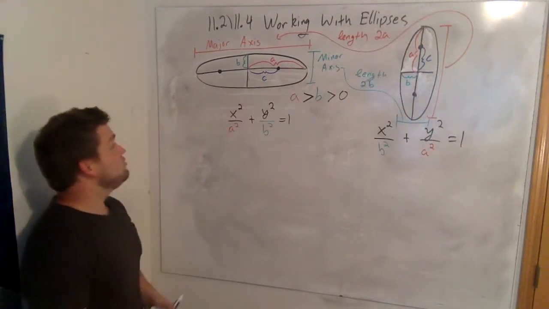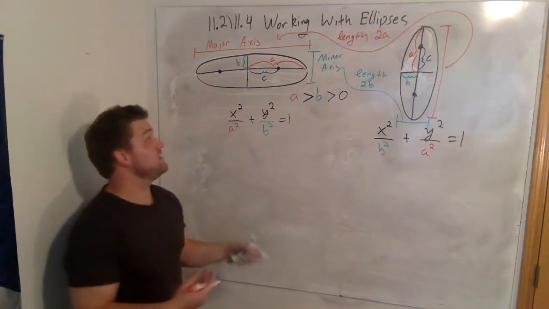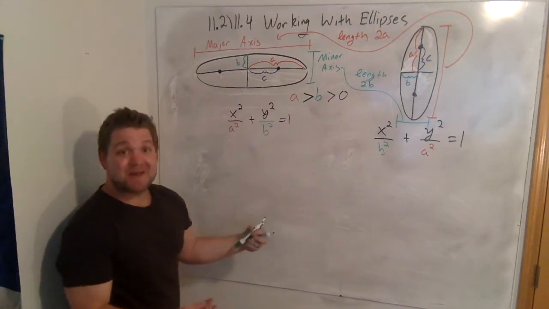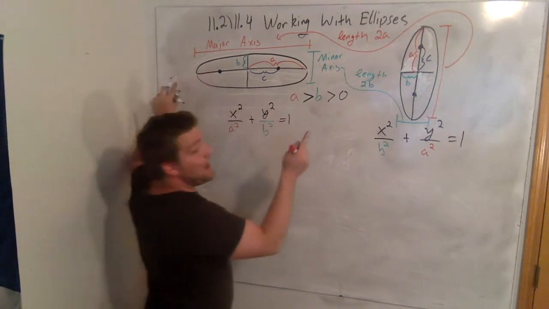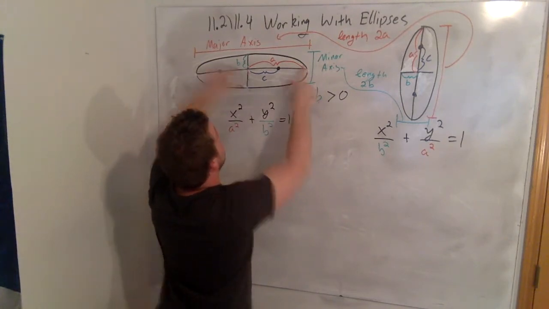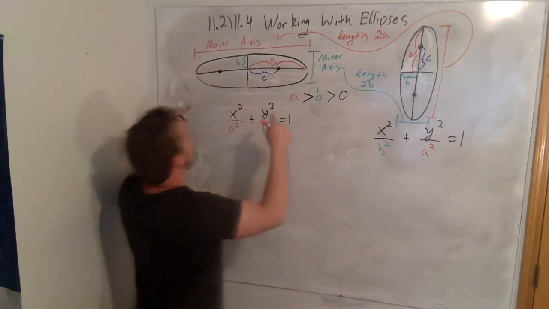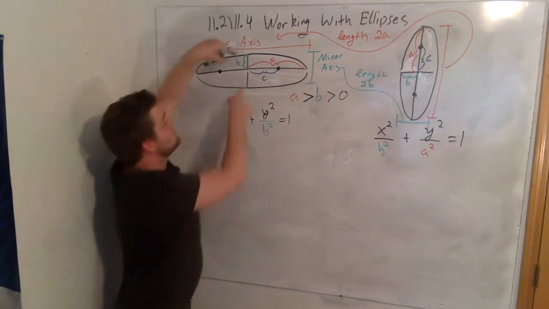Okay. You might sometimes hear something called a semi-major axis and a semi-minor axis. A semi-major axis is just half of this line segment. So this would be the semi-major axis, and this would be the semi-minor axis. The length of the semi-major axis would be A, and the length of the semi-minor axis would be B.